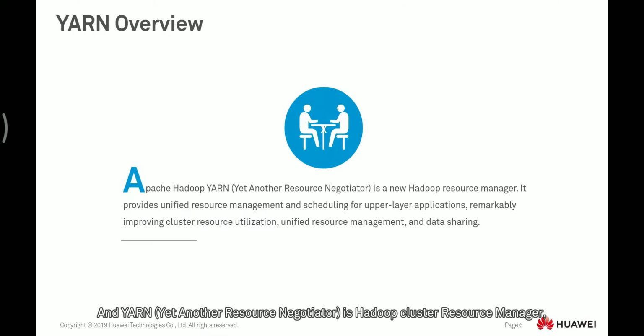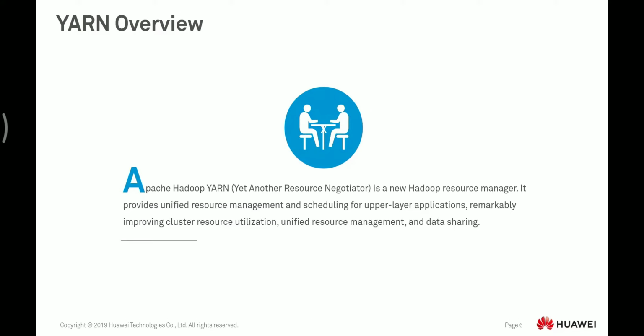And Yarn, yet another resource negotiator, is Hadoop's cluster resource manager, providing resource management and scheduling for upper-layer applications. Why say another? Actually, there is a resource negotiator before Yarn, but it has many limitations, and it's not used anymore. So here I don't talk about it too much.